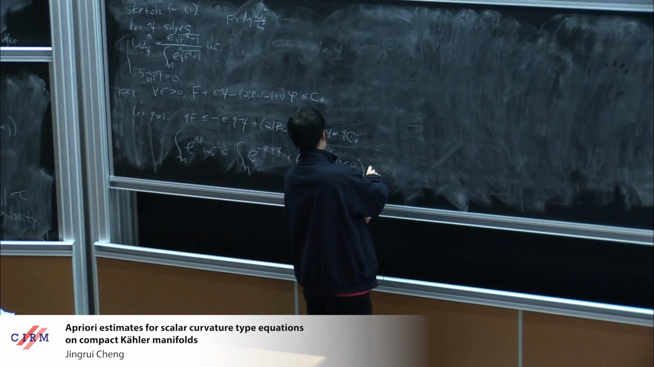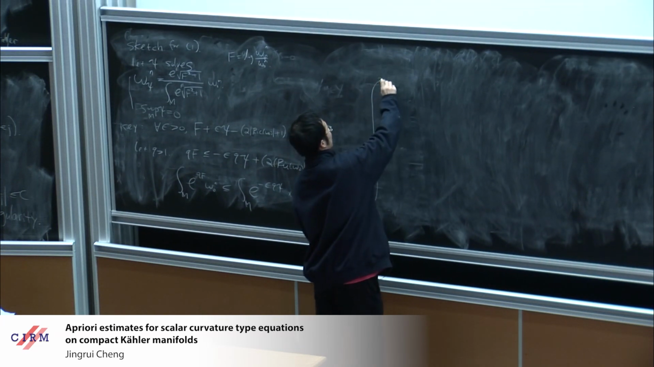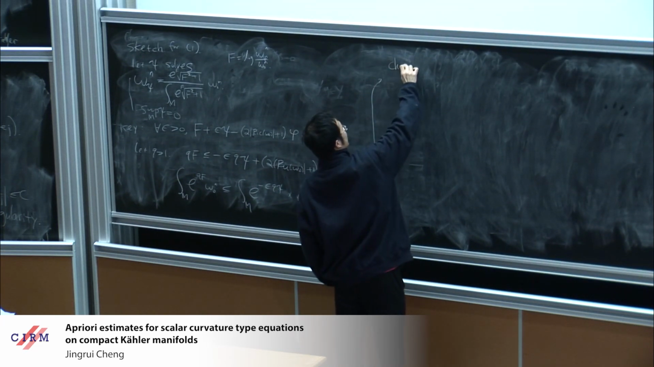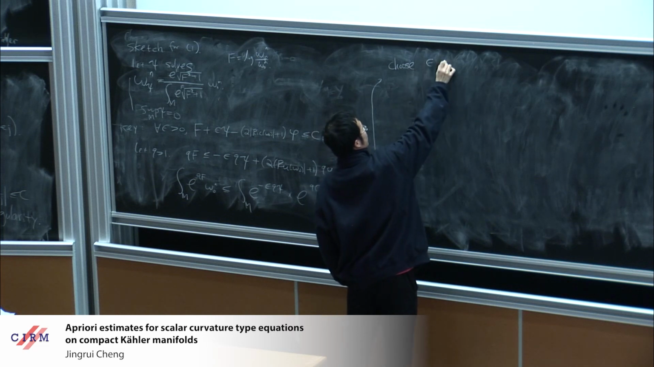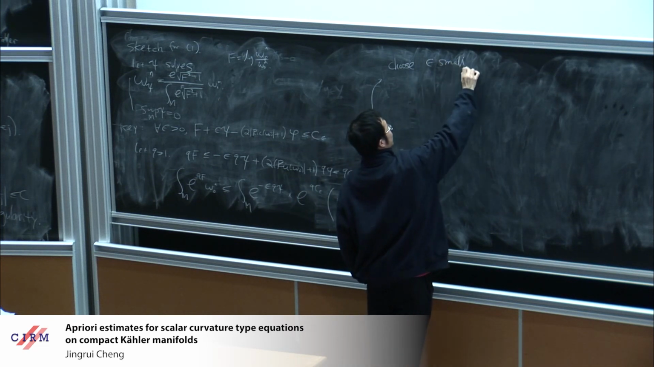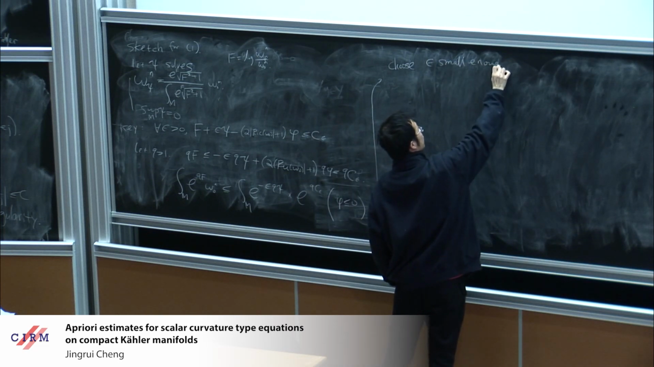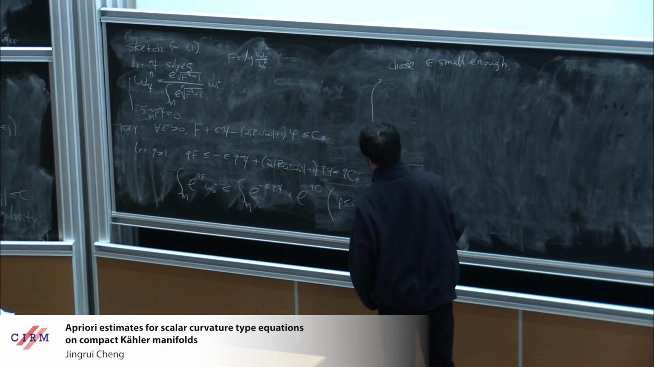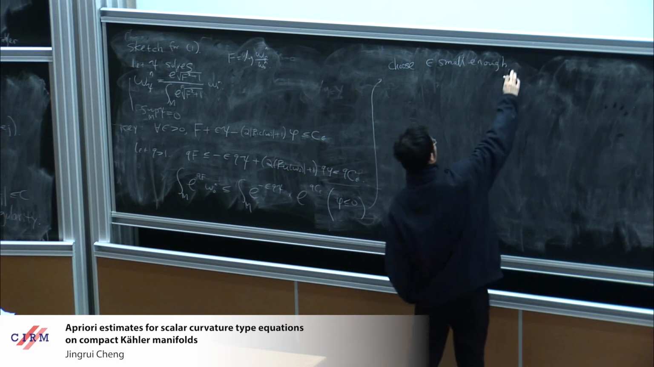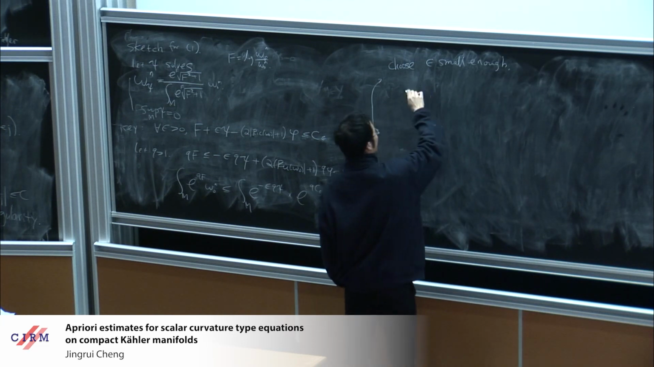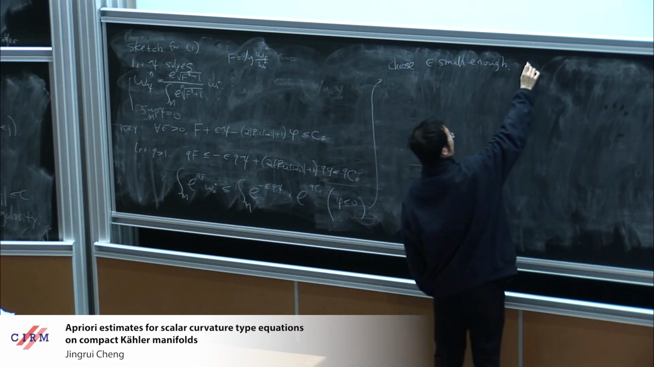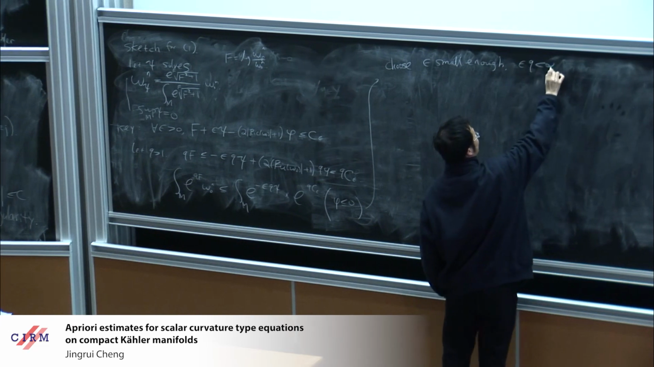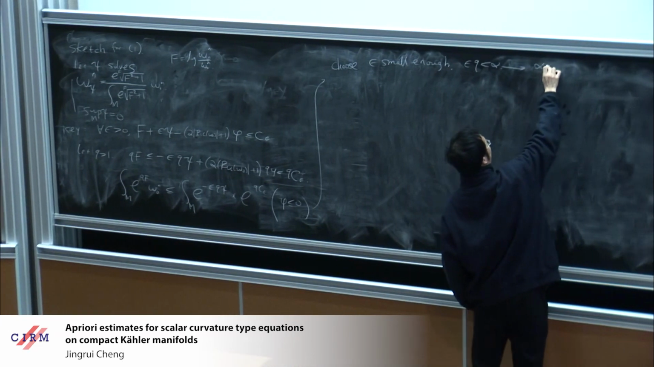Then we choose epsilon small enough, so that, and then we use the existence of the alpha invariant. So I use the alpha invariant, so that epsilon q is less than alpha. Here is the alpha invariant.